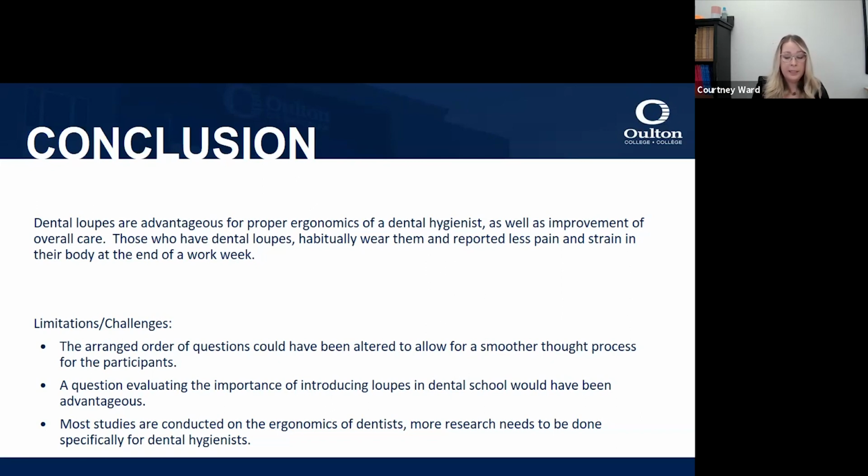Limitations of our study included possible rearrangement of the questions just to have a better flow through of conversation, and perhaps a question about introducing loops in school, if there was merit behind that. Most studies that talk about the utilization of dental loops are conducted on dentists only. This leaves a great opportunity for more research to be focused on the dental hygienist specifically. So moving forward, there's definitely opportunity.